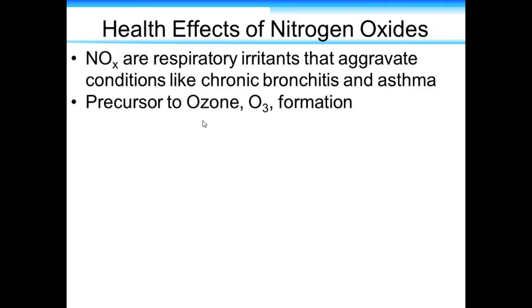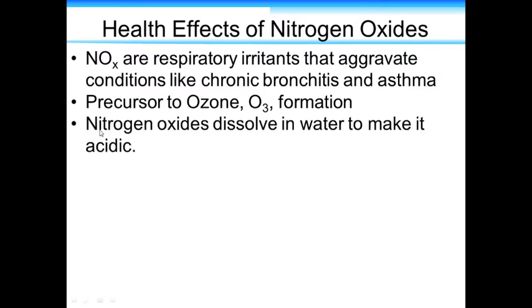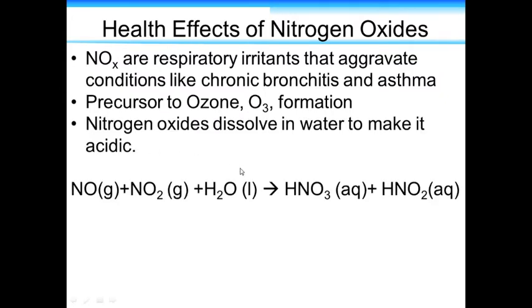And we're not talking about the good ozone formation. We're talking about ozone formation right above the surface of the Earth, not the ozone layer in the stratosphere. Then, of course, they also can make acid rain, as I mentioned earlier. You take some of the NOx, nitrogen monoxide, nitrogen dioxide, dissolve it in some water up in the clouds above us, and we get nitric acid. Strong acid. And then nitrous acid. Yay, I like acid rain.